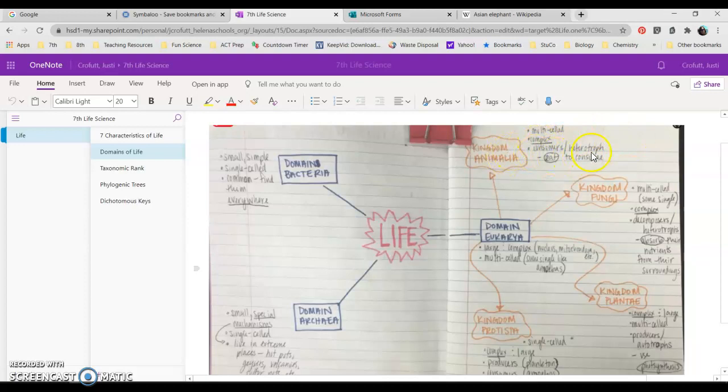So an animal has to eat to consume. A fungi has to absorb to consume and get their energy. Plants can make their own food using photosynthesis and get their energy that way. And protists can do a little bit of both what plants and animals do, depending on what organism we're talking about. So that was yesterday in a nutshell.